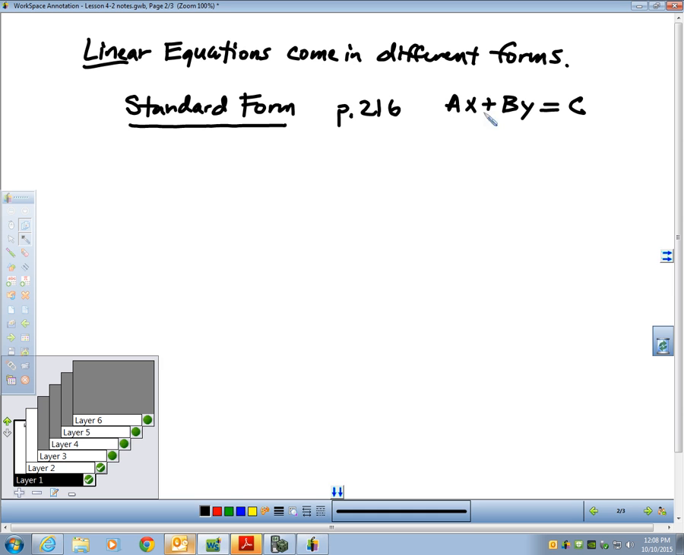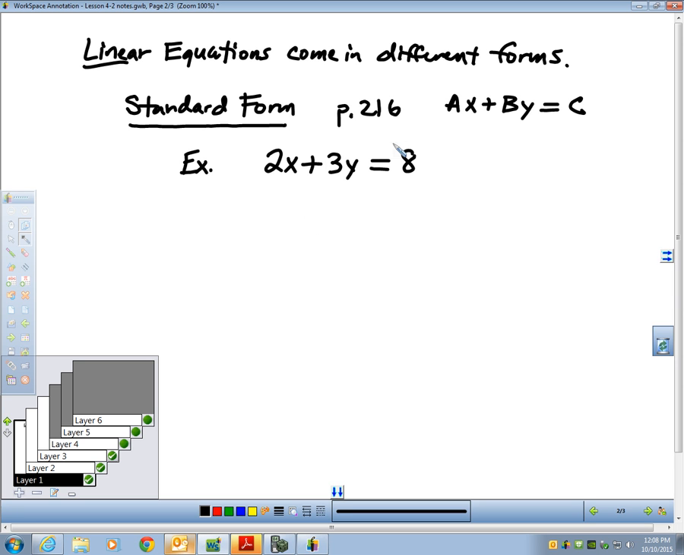Standard form looks like this. A is a coefficient, it's some number in front of a variable. B is a coefficient, C is a constant. Here would be an example of an equation in standard form. Can you see how this looks like ax plus by equals c? In this case, a is 2, b is 3, c is 8.